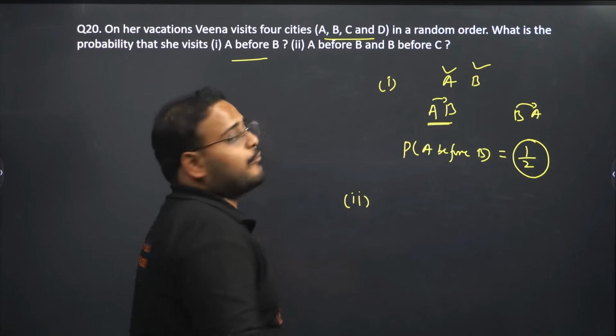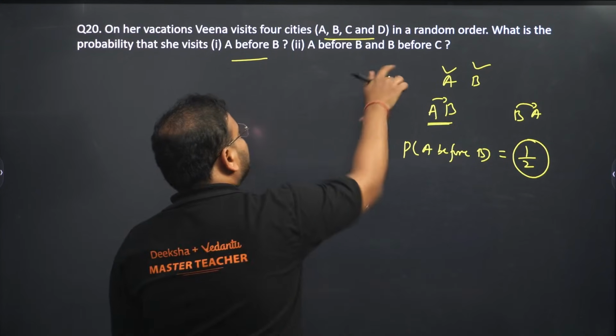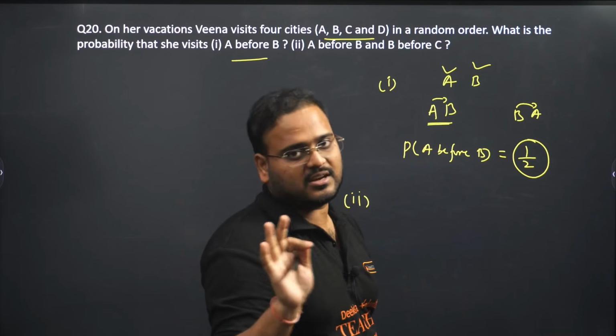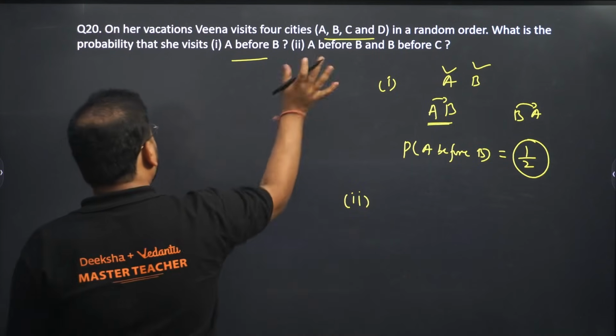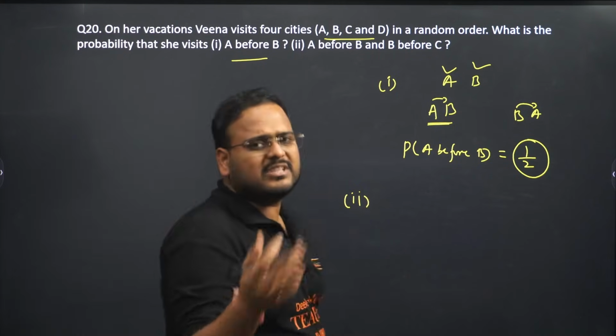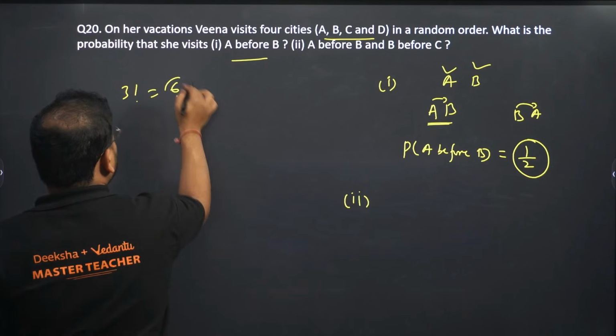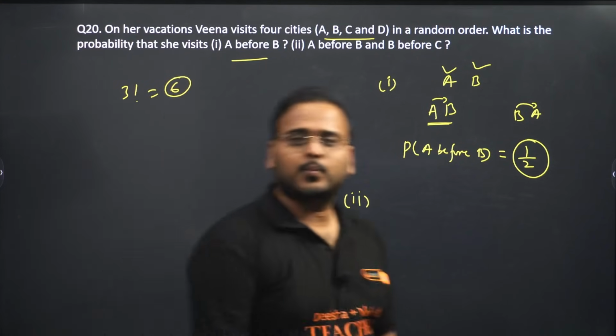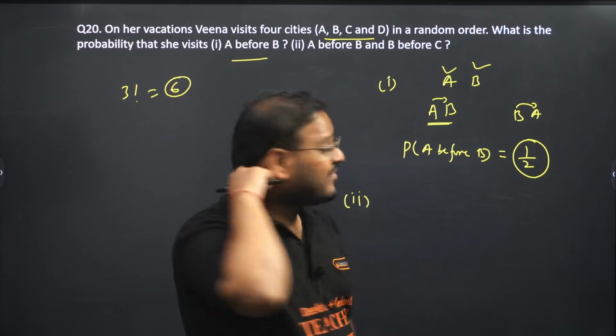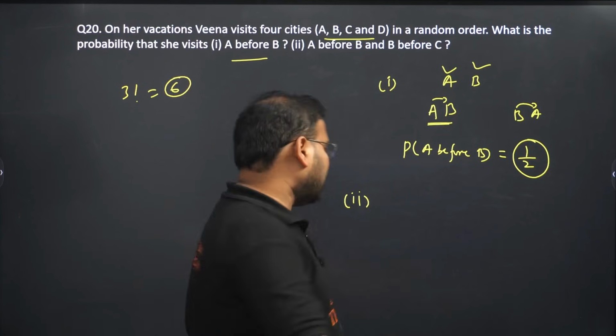A before B and B before C. So over here we have only 3 cities in consideration. Out of 4, we are considering only 3. So how many ways can we go to a city? Over here our order will be what? 3 factorial, so total 6. 3 into 2. Or if you want the whole sample space, I'll give you that as well.